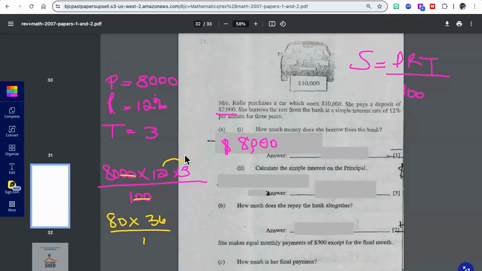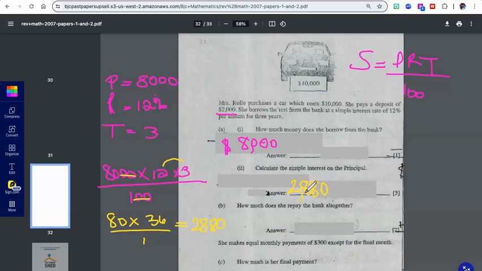You're moving fast, Regina. 80 times 36 is 2880. Good, yes. 2880. So the simple interest on the principal is 2880.